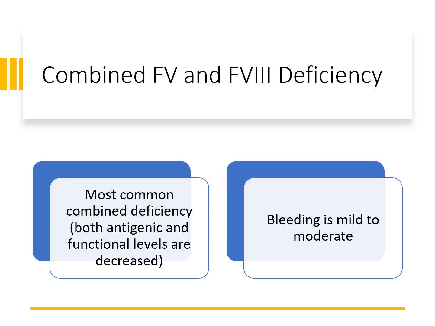There are a couple of combined factor deficiencies that we typically find together. So factor 5 and factor 8, again, both of those are heat labile factors. They are the most commonly combined deficiency. Both antigenically and functional levels are decreased. And when we have factor 5 and factor 8 deficiency, usually we have bleeding that is mild to moderate depending on how deficient the patient is.